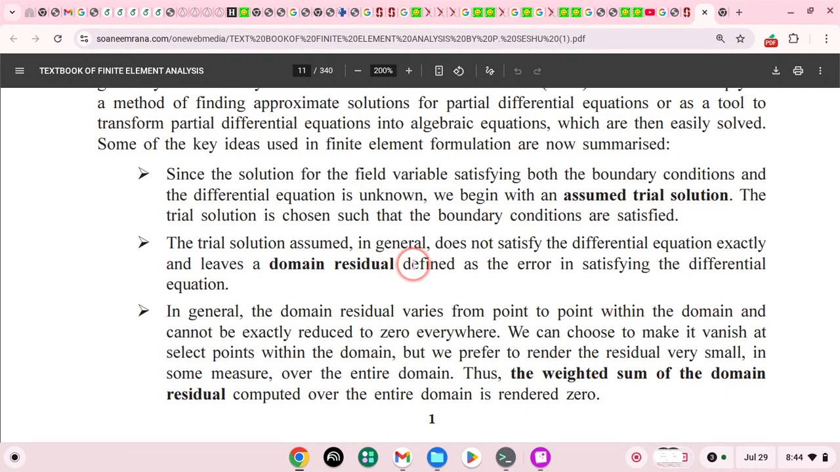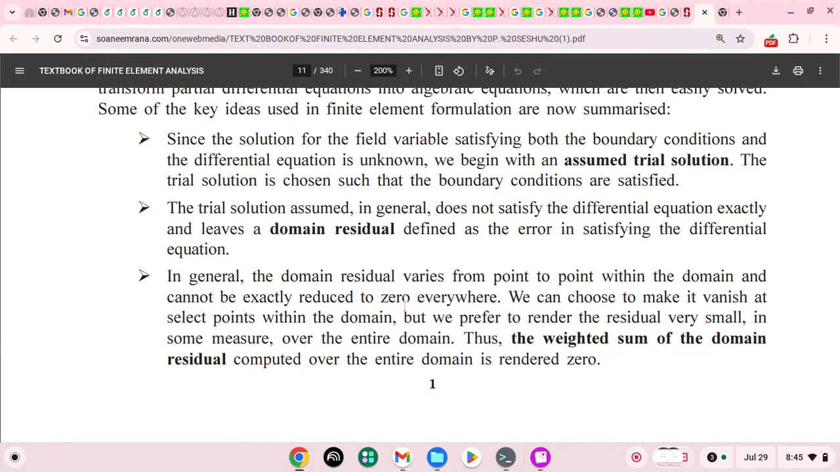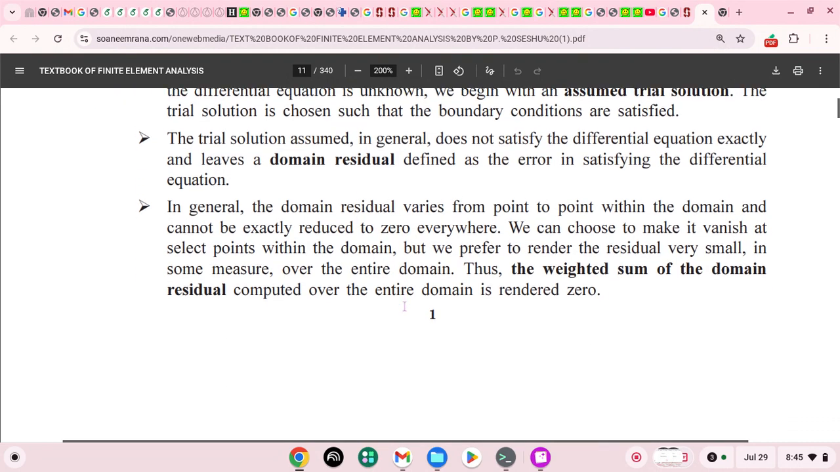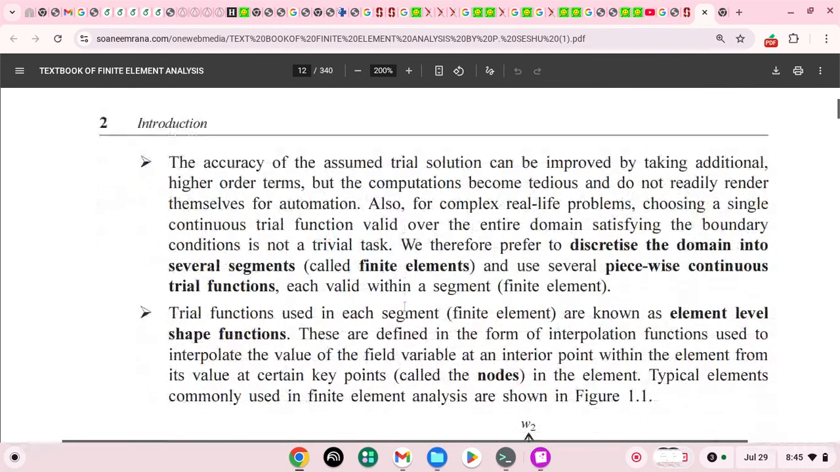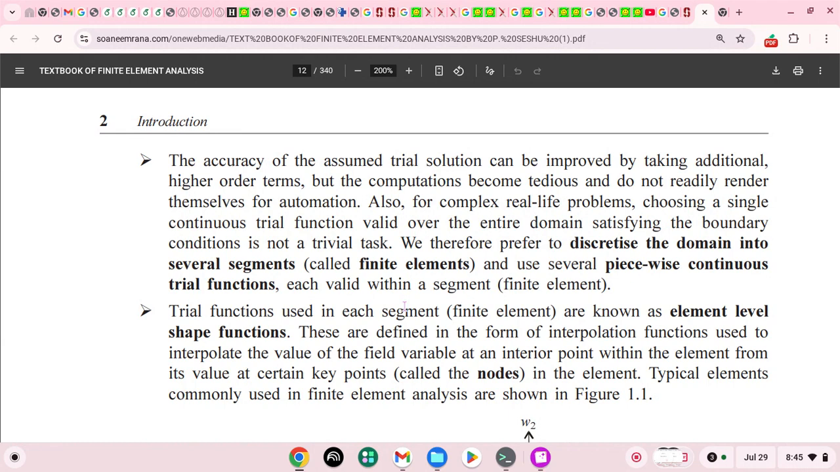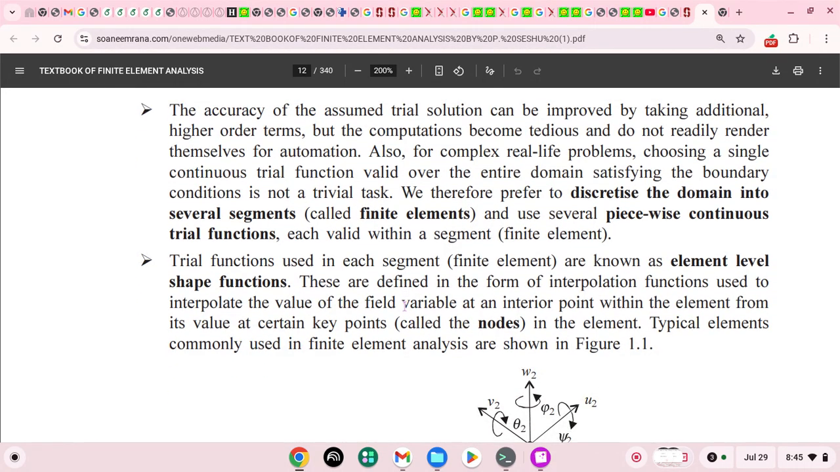Because this trial solution is not the exact solution, it will not satisfy the equation. The residual is formulated, but that residual does not need to be pointwise. It has to cover the whole domain overall. So that will be an integral formulation, the weighted residual formulation, and the domain is discretized into finite elements to make the trial functions have local support. These can also be called element-level shape functions.